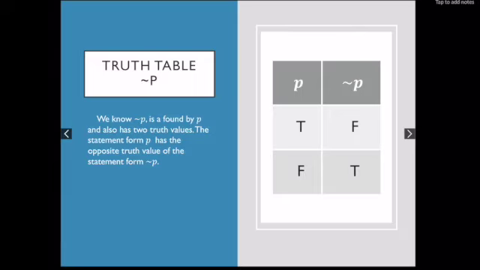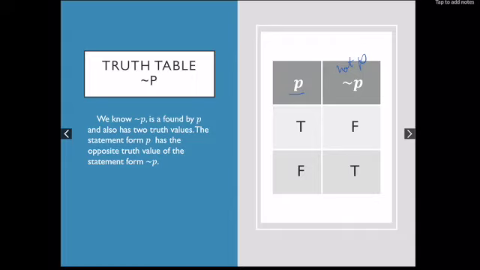So let's look at the truth table for not P. Okay, so I have my truth value. I have the simple statement P. I have P is either true or false. Okay, the statement form of P has the opposite value of not P. Okay, this is how we would read this, not P. So if P is true, not P is false. If P is false, not P is true. They have opposite truth values.